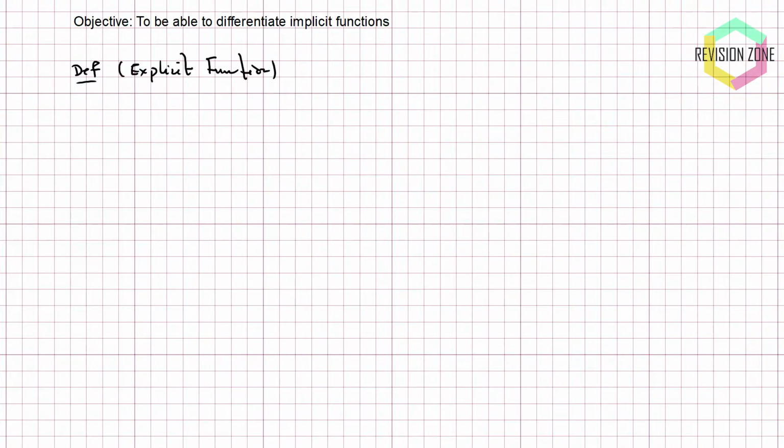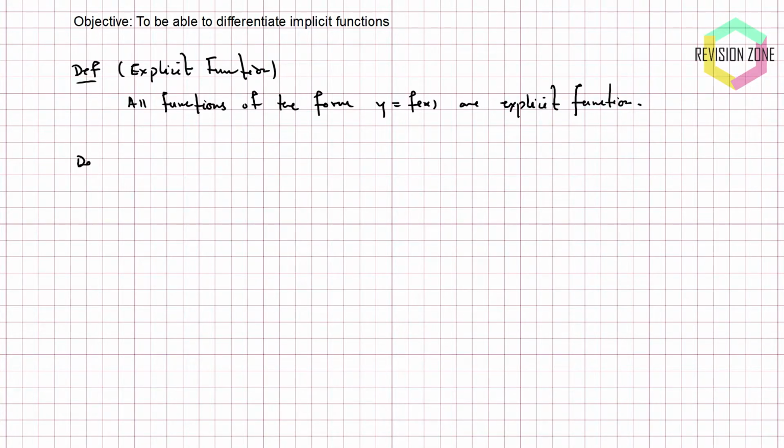And this is fairly straightforward. We've seen these functions throughout the entire work on differentiation so far. In fact, all functions of the form y equals f of x are explicit functions. So what's an implicit function?